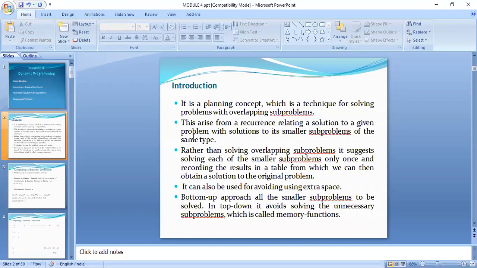So for avoiding the usage of extra space also, we can use the dynamic programming method, where you will be having two methods. One is your bottom up approach and another one is your top down approach. In the bottom up approach, all the sub problems will be solved. In the top down approach, only certain sub problems will be solved, whatever is wanted and necessary. So unwanted things will not be solved, and it is also called a memory function. Why? Because we can utilize these memory functions in a better manner.